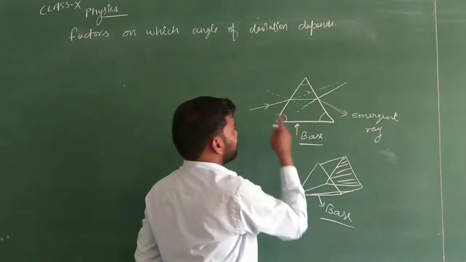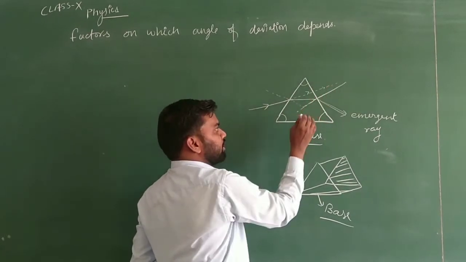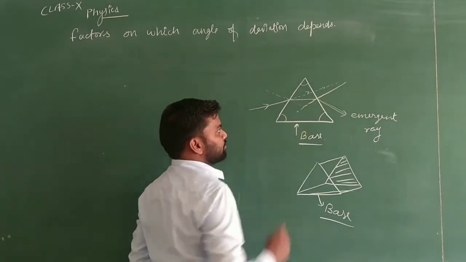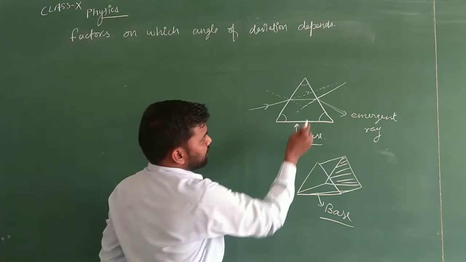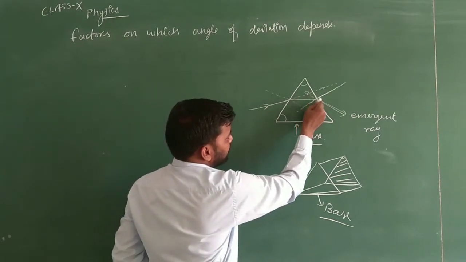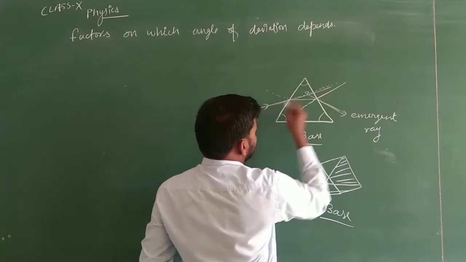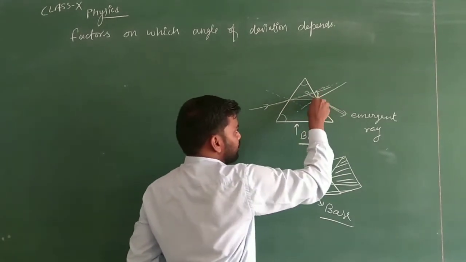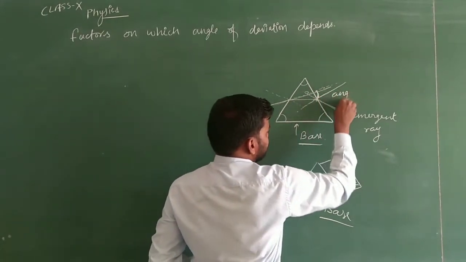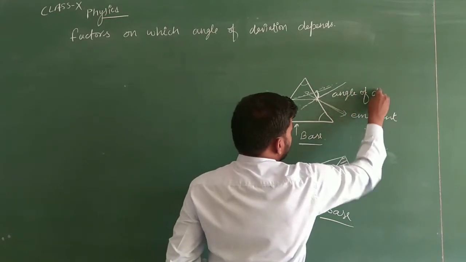The actual path of the light was this, but due to the refractive index of the prism, light is bending towards the normal. Here we can see that the angle between this emergent ray and the light ray which is going in the straight direction is known as the angle of deviation.